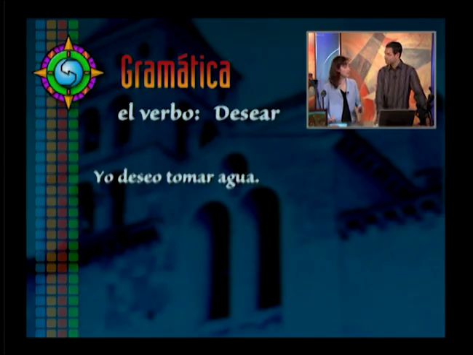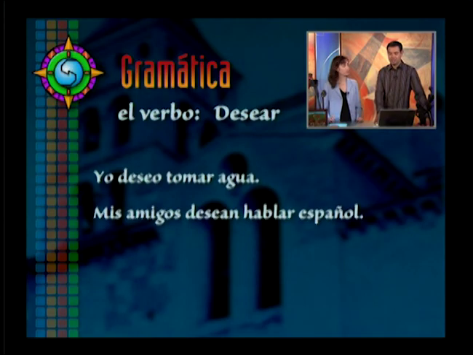So I don't have to say tomo agua? In this case, tomo agua just means I drink water. But here I want to say I wish to drink water. I want to drink water. So that's why we use desear and tomar right after it, and you don't conjugate it at all. Okay, so we conjugated the first one and we left the second one untouched.